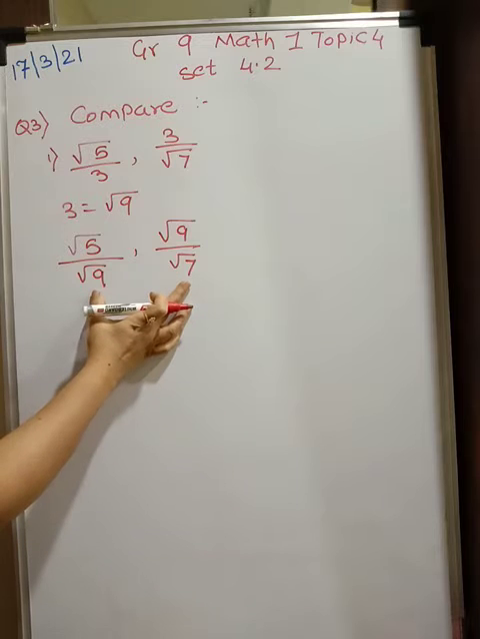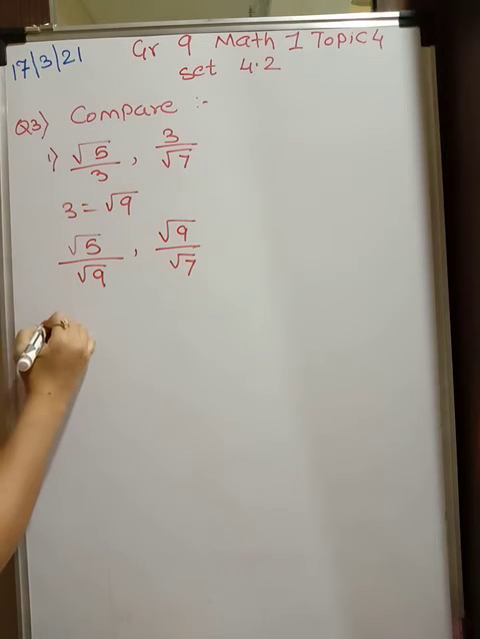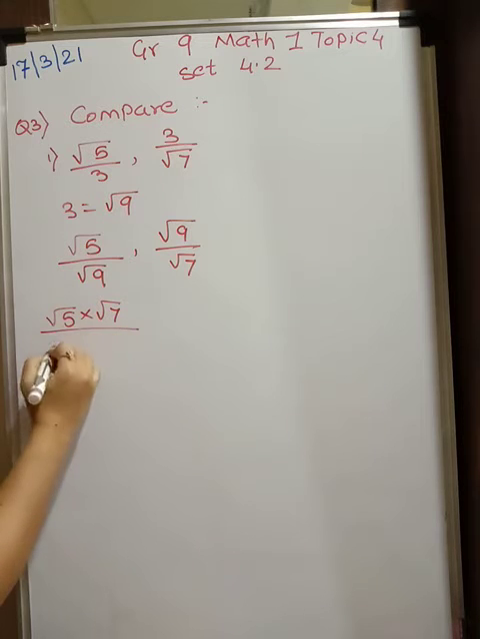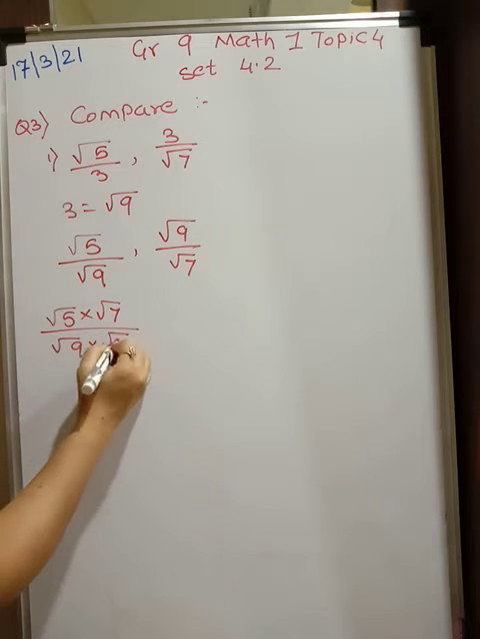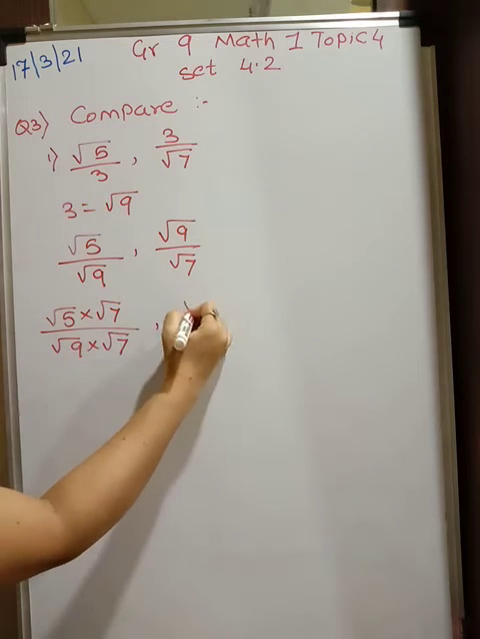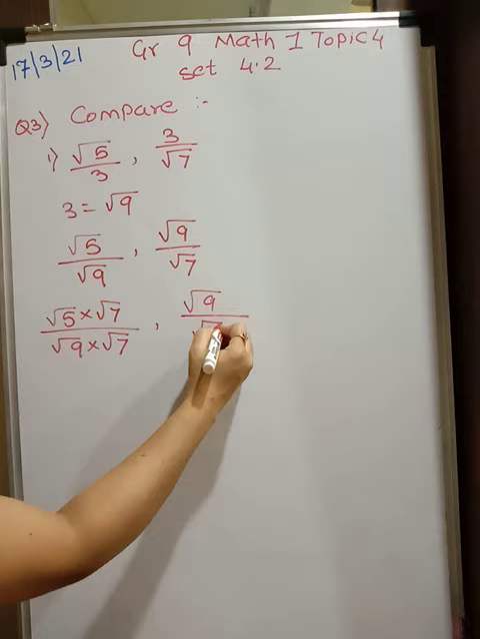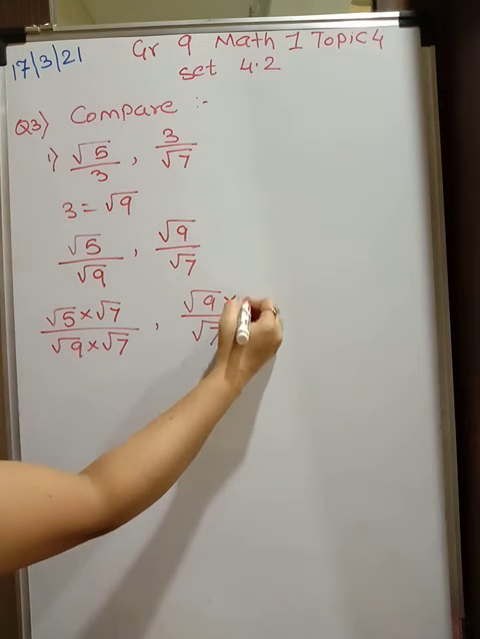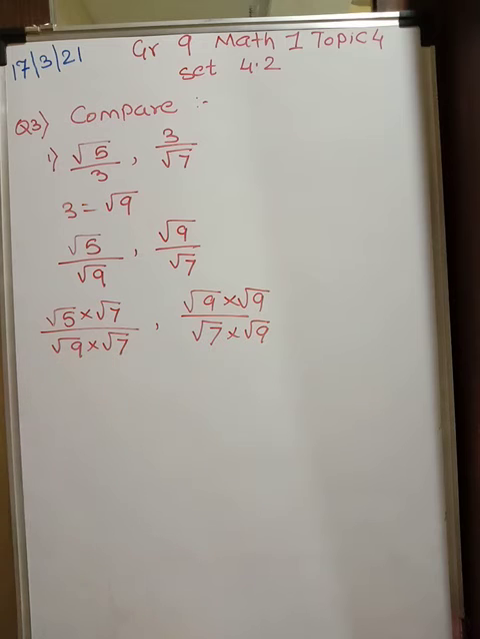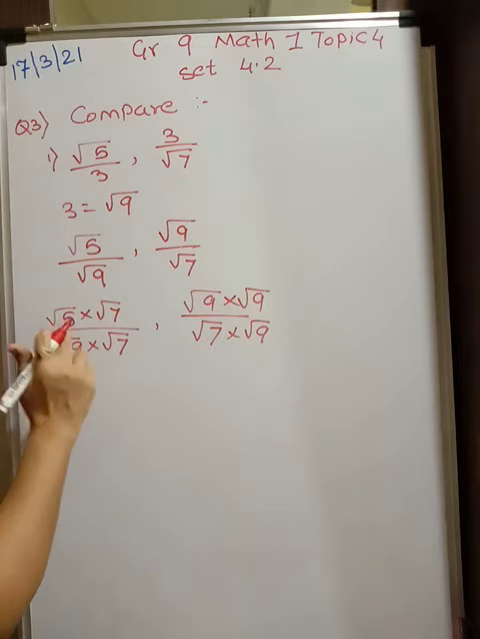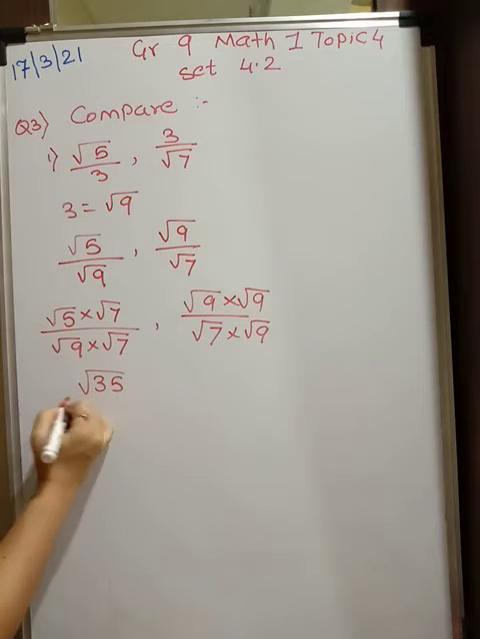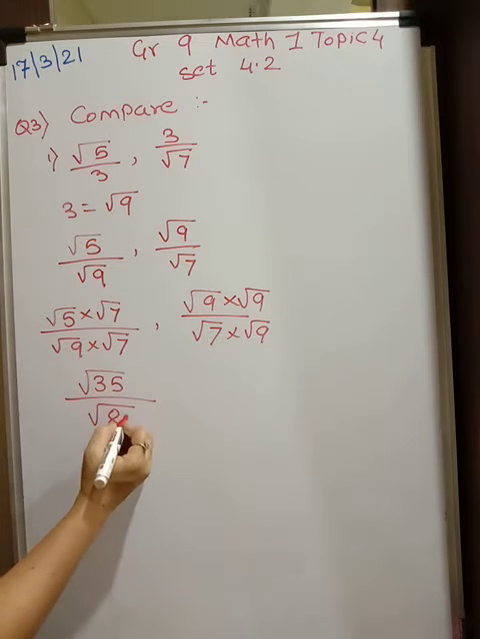Still denominators are not same. So we can cross multiply. What we are going to do? Root 5 into root 7 upon root 9 into root 7. So here I am multiplying by this denominator, and here we can write root 9 upon root 7 and multiply with this into root 9 into root 9. Now see, both the denominators will be same. We can compare only the numerators. Root 5 into root 7 is root 35, and below you have root 81.